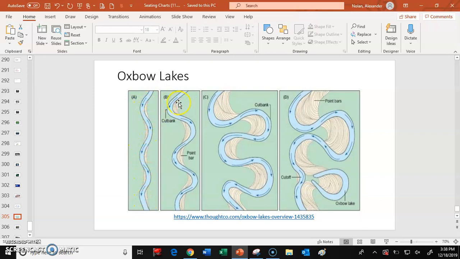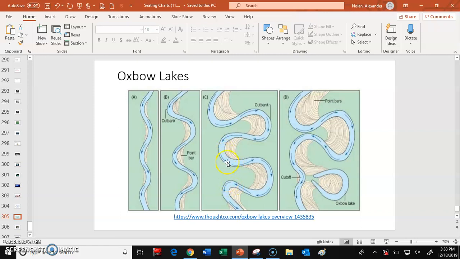Over time, those inside banks are going to deposit and the outside banks are going to erode. As long as you have a curved bank, it will do that, right? The river will meander. This is a really heavily meandered river. And what's interesting is that these rivers can meander so much that if we look over here, this portion of the river has actually meandered right into another piece of the river.